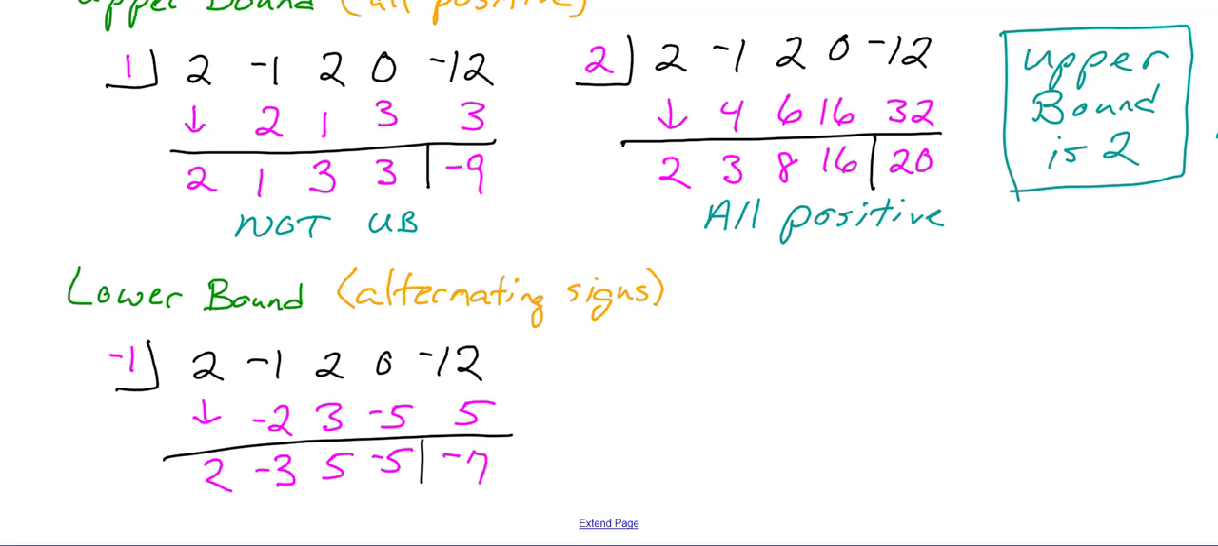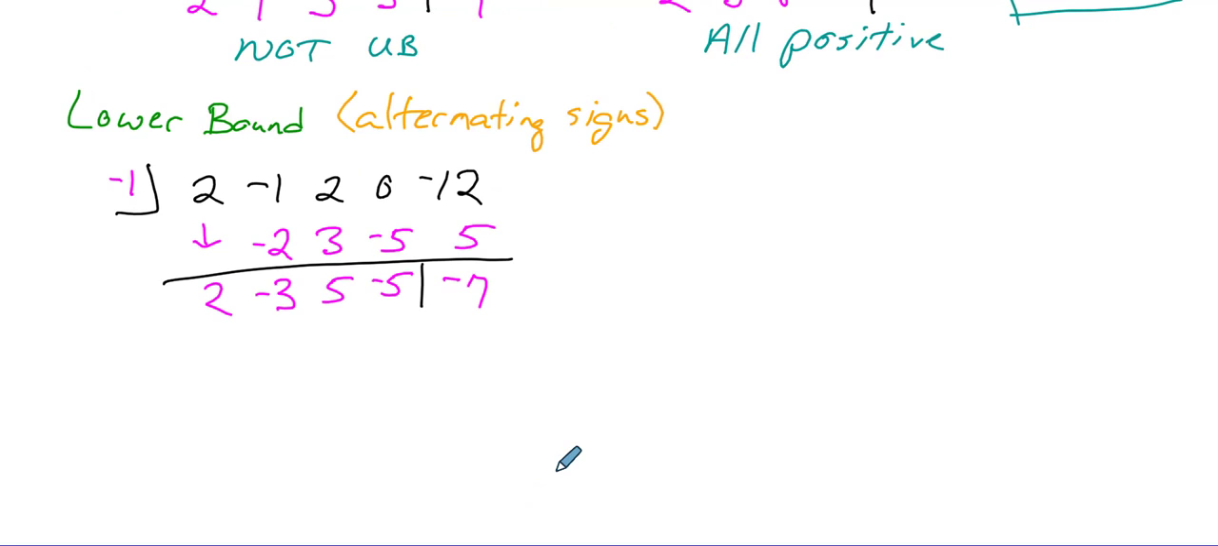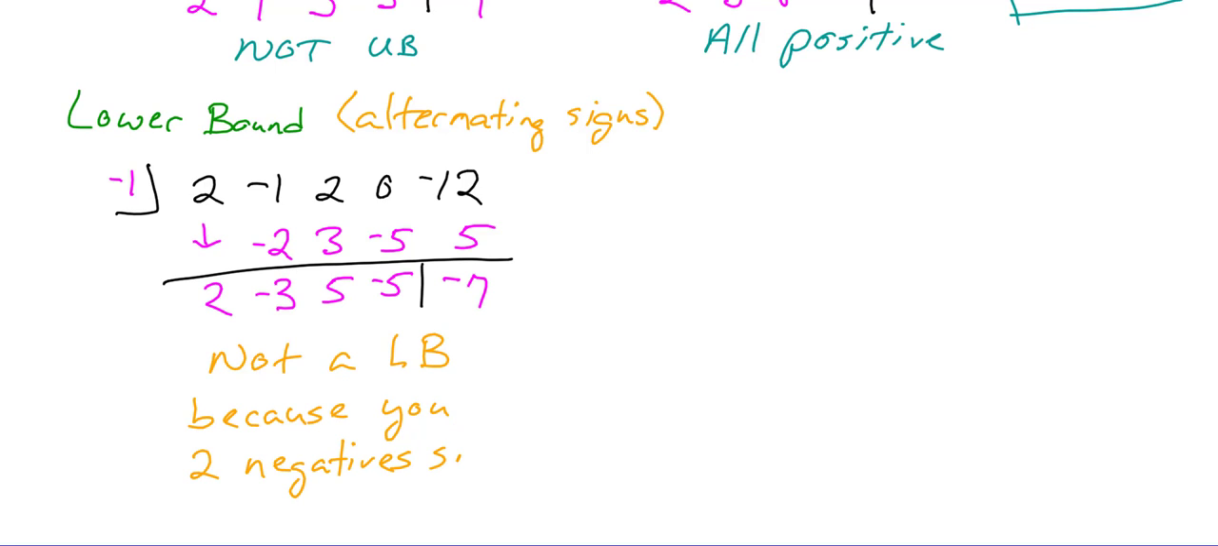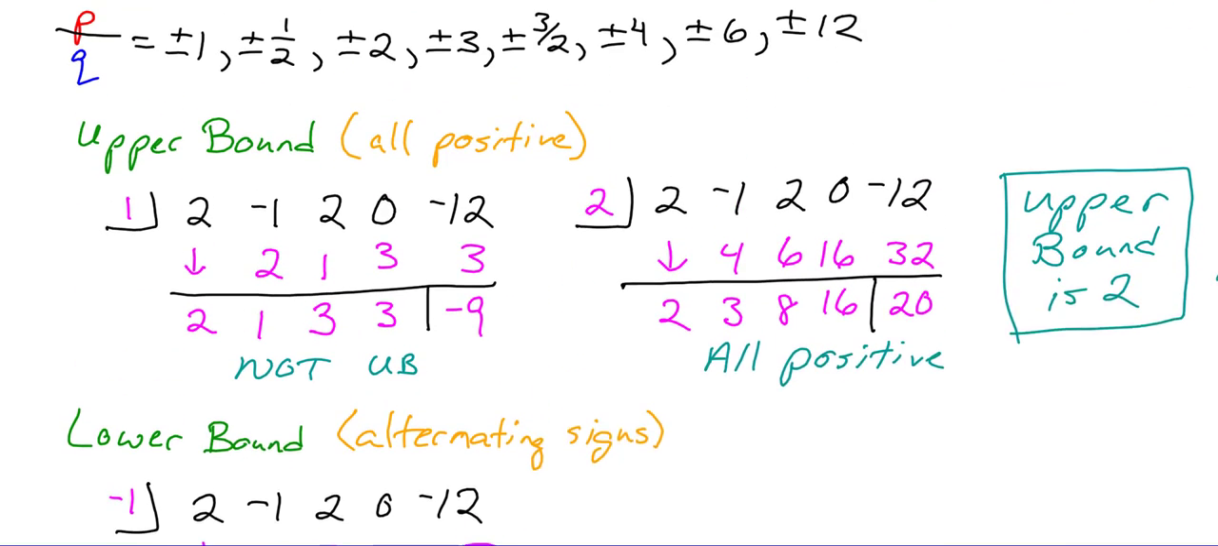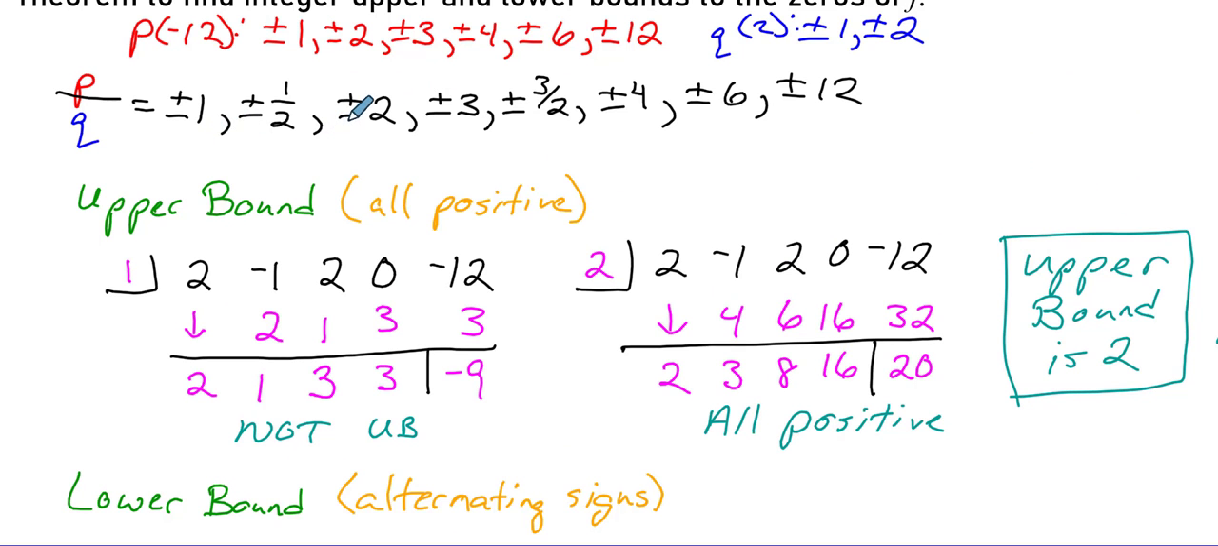So this one we can say is not a lower bound, because you have two negatives side by side. Okay, does that make sense? We have these two negatives right here side by side, so it cannot be a lower bound. So let's go back up. We had -1, so now we want to go look at what's our next lowest negative number, which would be -2.